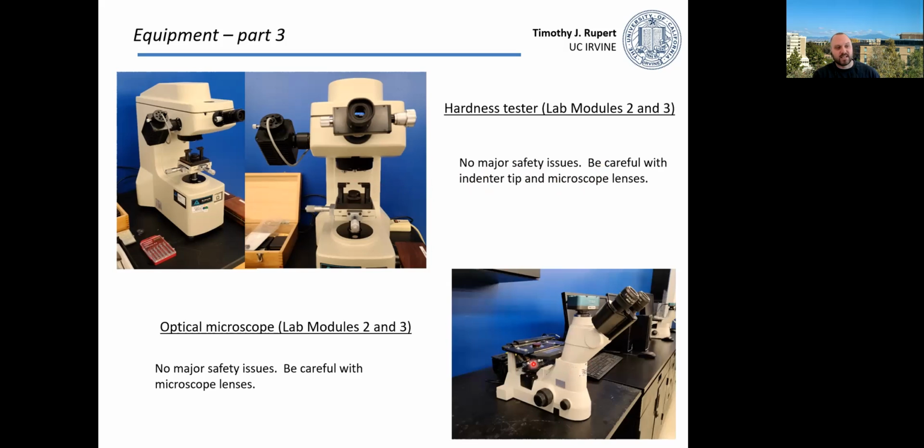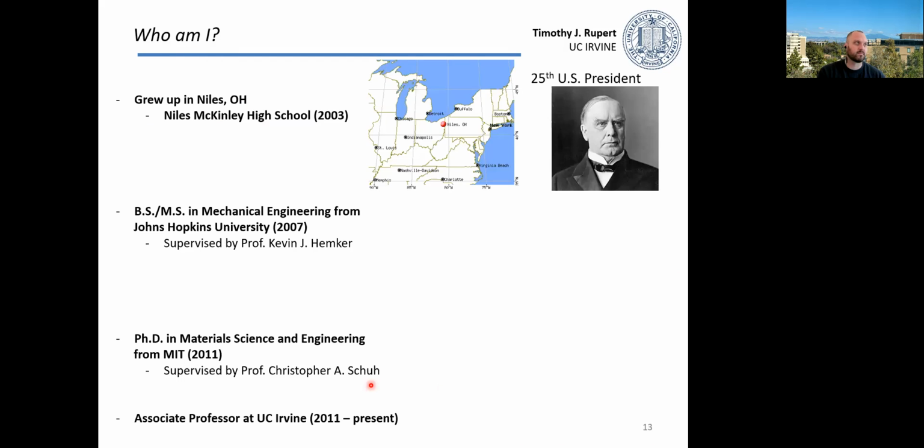We'll also be using some optical microscopes and looking at surfaces of samples. This is pretty simple. In this case, it's an inverted microscope, so the microscope is pointing up and your sample is facing down. We can then look at it manually, or we can send the image to a video camera and view it on this computer over here. There's no major safety issues here. Generally, you just want to be careful with the microscope lenses and not damage things.